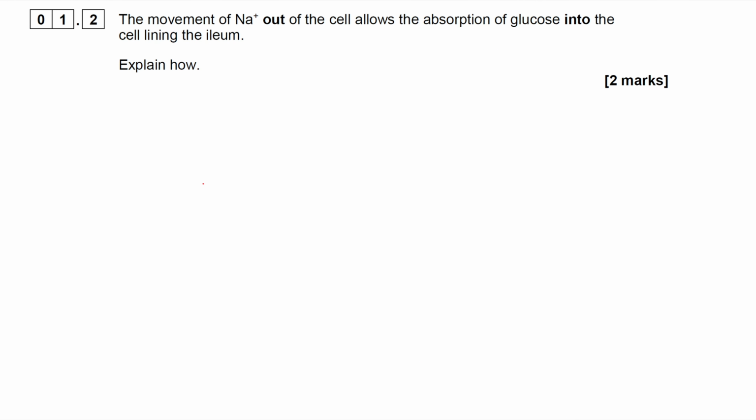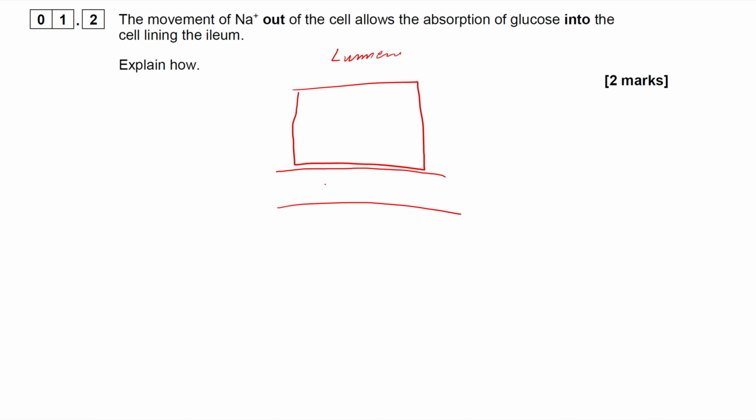The movement of sodium ion out of the cell allows the absorption of glucose into the cell lining of the ileum. Explain how. Before you answer this question, you need to understand the concept. So let's say we have this ileum cell, and this is the lumen side of the intestine, and on this side we have the blood vessel. Digested glucose will be here. So the first step is that glucose should be absorbed into the cell, and the second step would be that the glucose must be transported from the ileum cell into the blood.